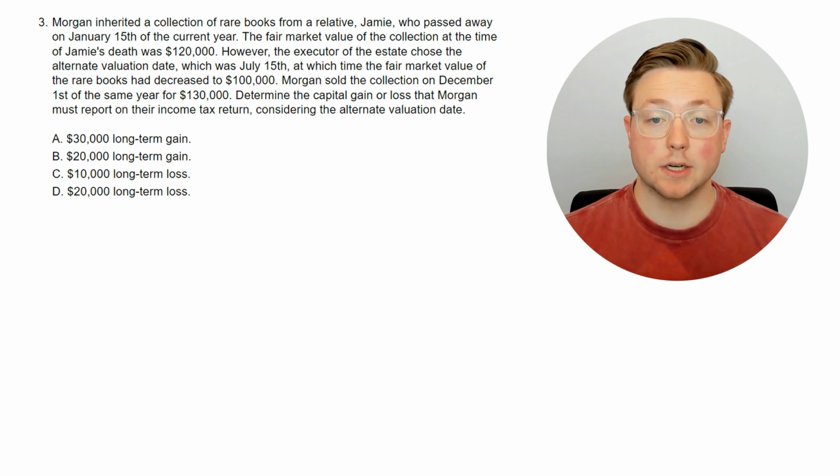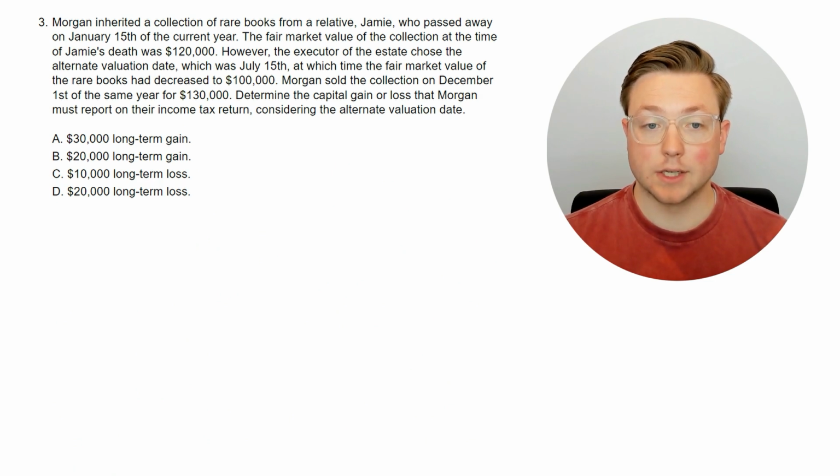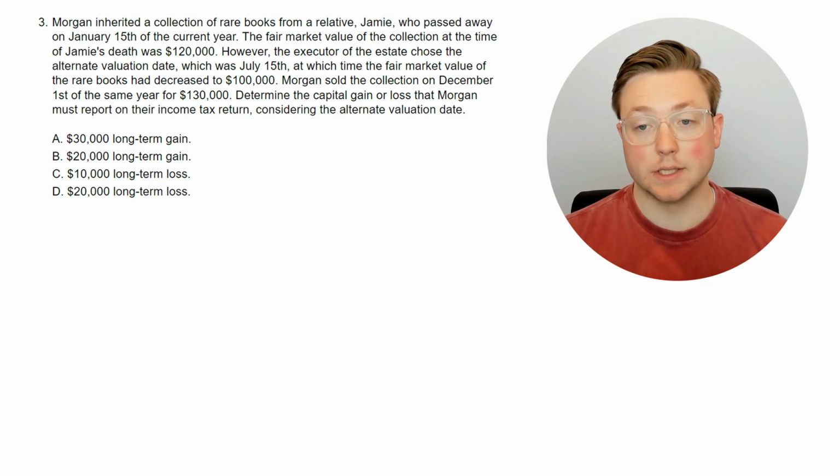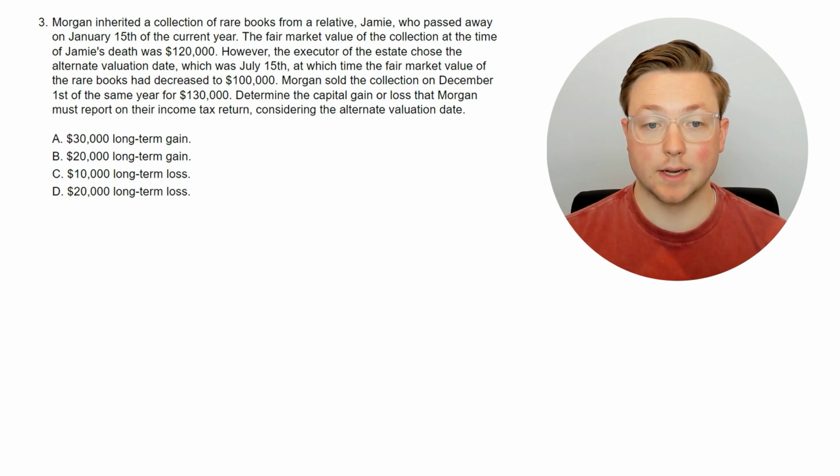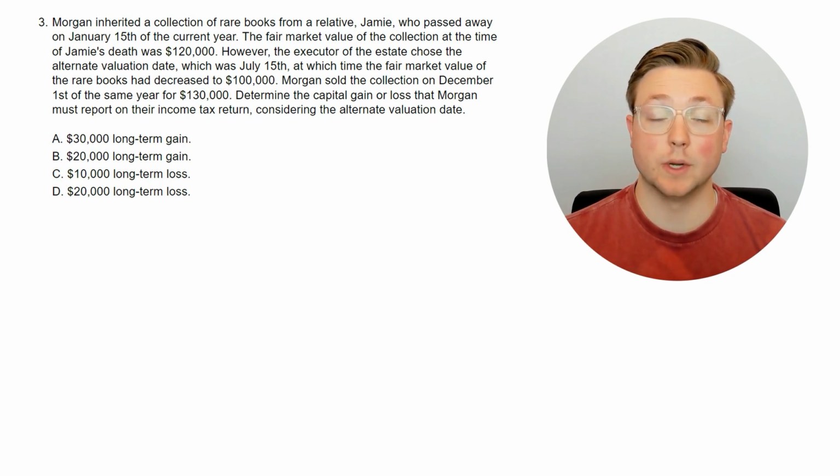Morgan inherited a collection of rare books from a relative, Jamie, who passed away on January 15th of the current year. The fair market value of the collection at the time of Jamie's death was $120,000. However, the executor of the estate chose the alternate valuation date, which was July 15th, at which time the fair market value of the rare books had decreased to $100,000. Morgan sold the collection on December 1st of the same year for $130,000. Determine the capital gain or loss that Morgan must report on their income tax return considering the alternate valuation date.